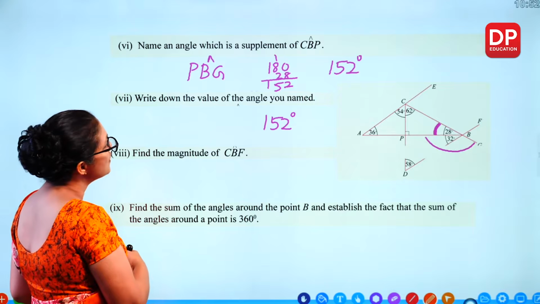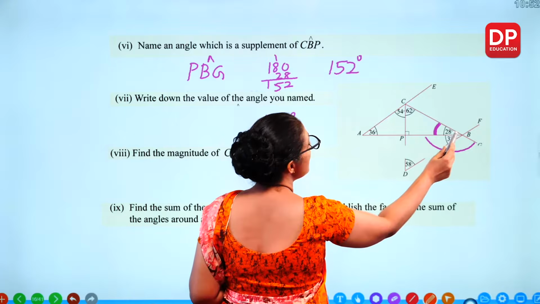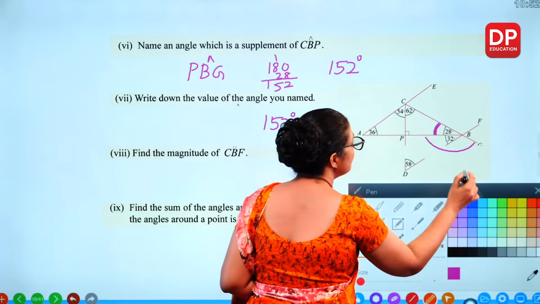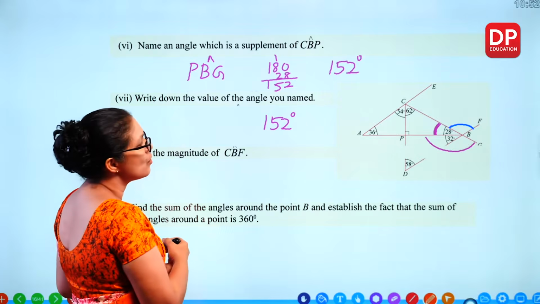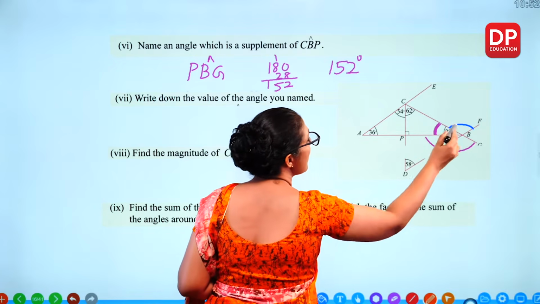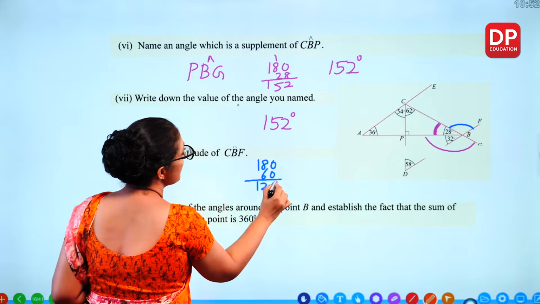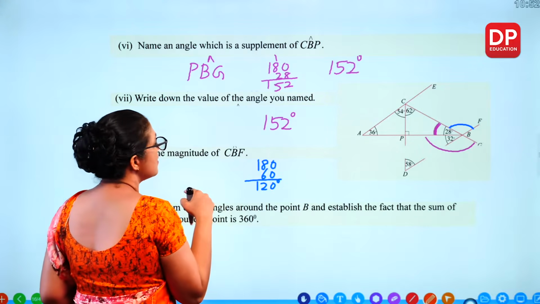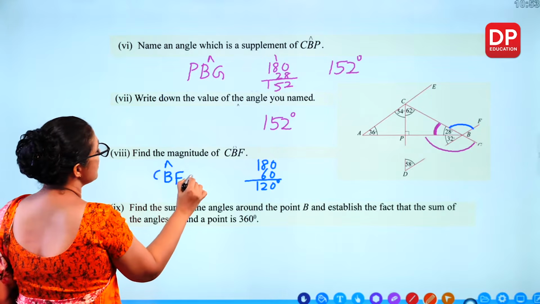Find the magnitude of CBF. This angle. So what's the angle? This angle is 60. So this is a straight line. So 180 minus 60. You get 120, or you can use the vertically opposite angles. So that's 120.